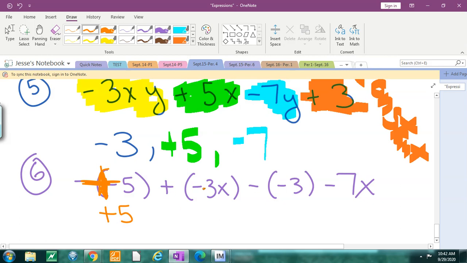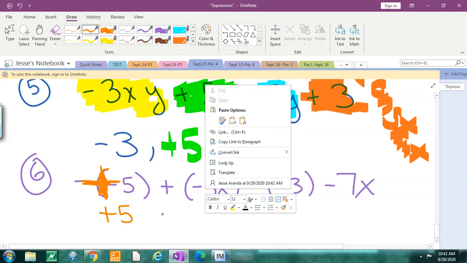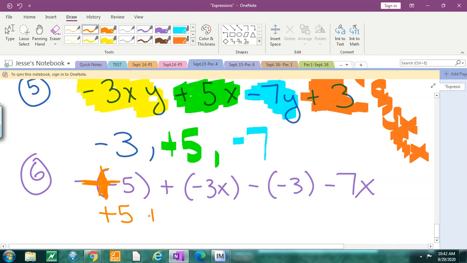What about positive -3x? Well, it's going to be the same, so I'm just going to leave it alone. What about the negative? Oh, look at negative negative. That's a positive. So positive 3. And then -7x. No, just leave it alone. Okay? So there you go. So now what do we do?